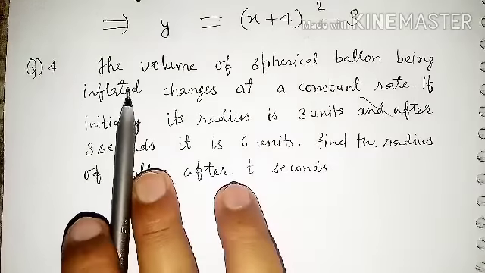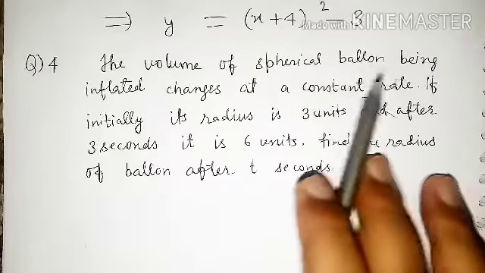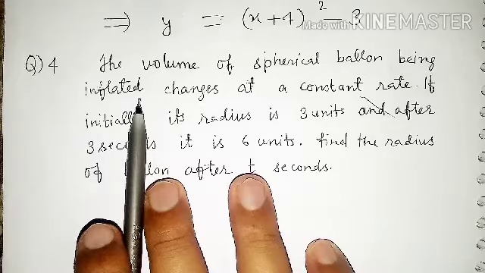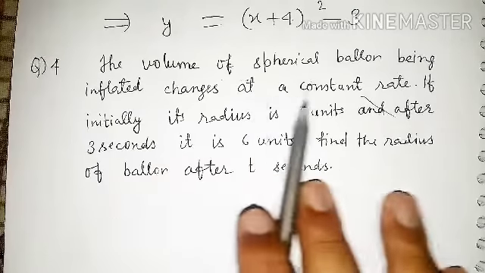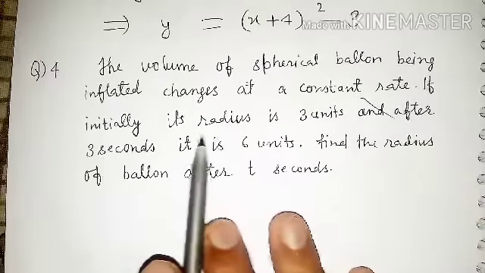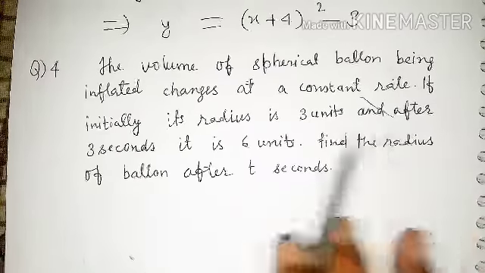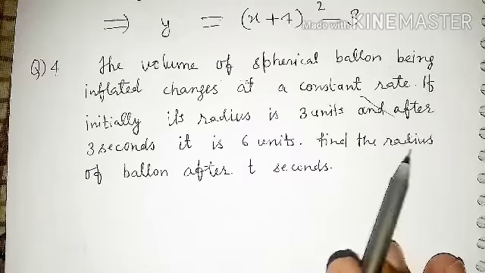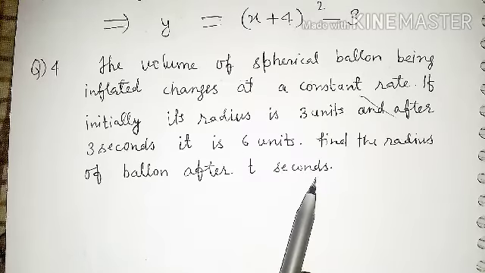Now question number 4. The volume of a spherical balloon being inflated changes at a constant rate. If initially its radius is 3 units and after 3 seconds it is 6 units, find the radius of the balloon after t seconds.